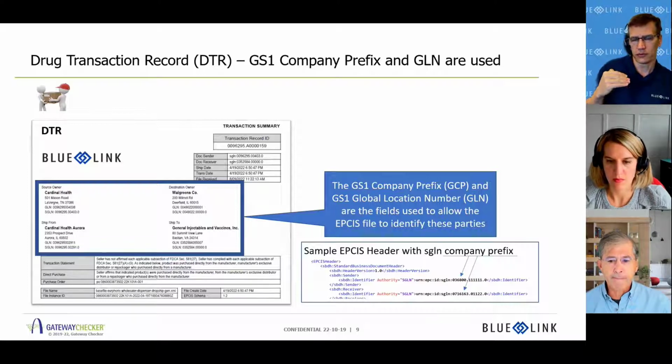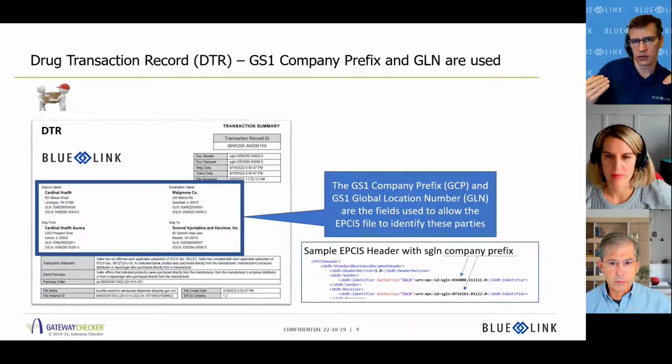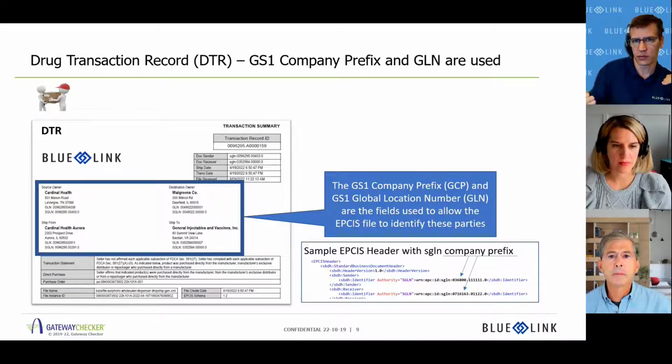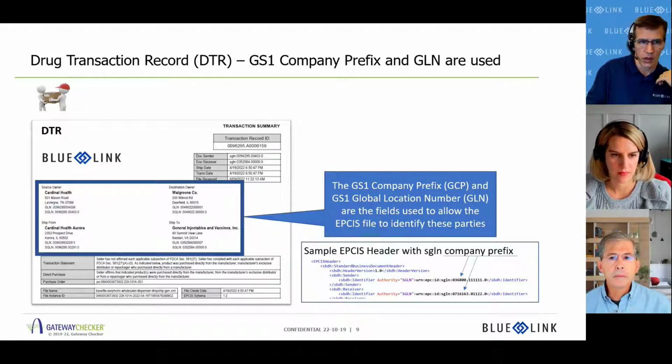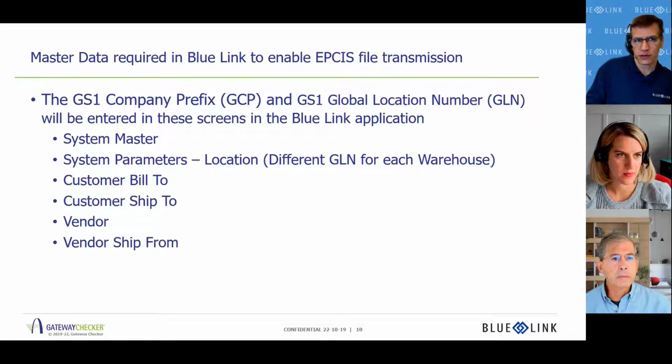More important still on the customer side. As you go to ship to your customers, you're not going to be able to ship outbound to any customer unless they've provided you with the global location number of each ship-to address that we're trying to deliver to. So the master data required in BlueLink is what's going to enable that file transmission. And there's a number of different screens in the BlueLink app where we're going to allow you, in the next version, to record this.